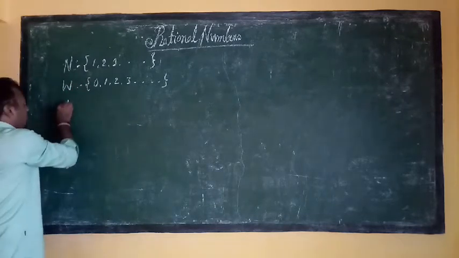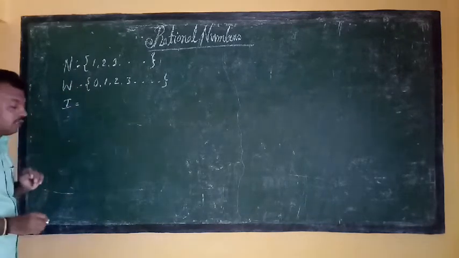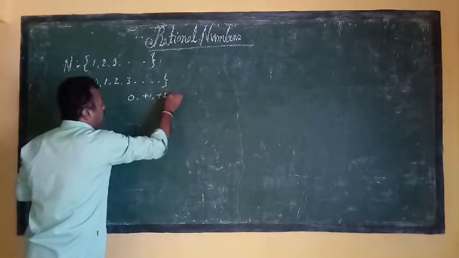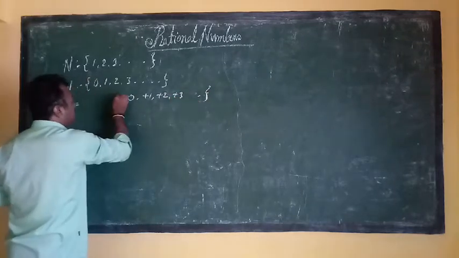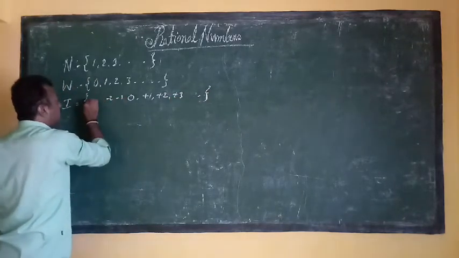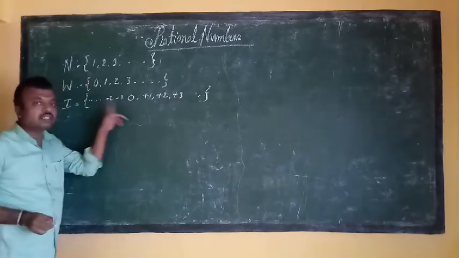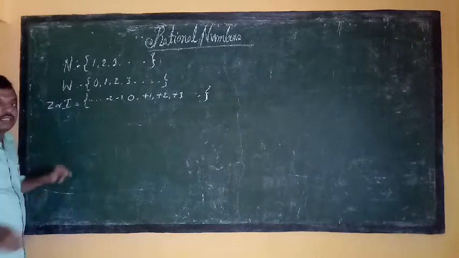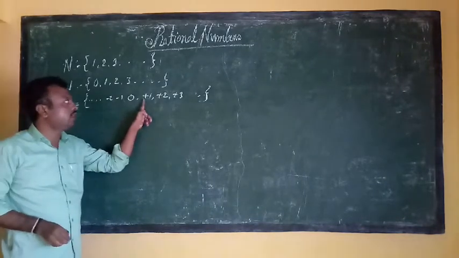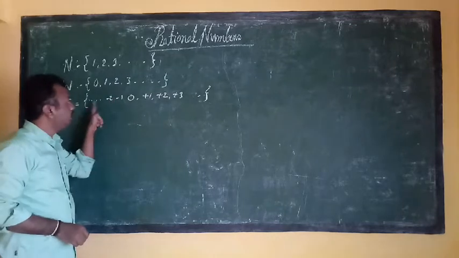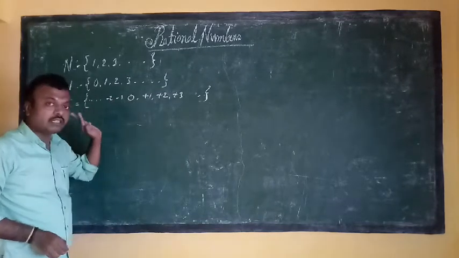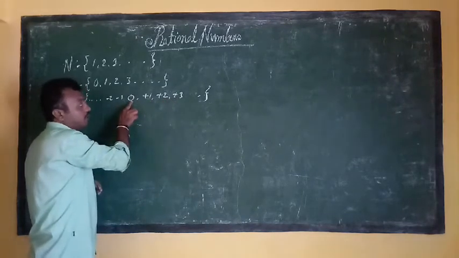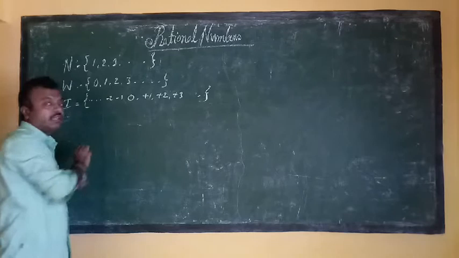Next one, integers. Integers means, see students, a set containing positive integers and negative integers along with 0 is called integers. Integers are represented by the letter I or Z. See here, the right side of 0 contains the positive integers, and the left side of 0 contains the negative integers.